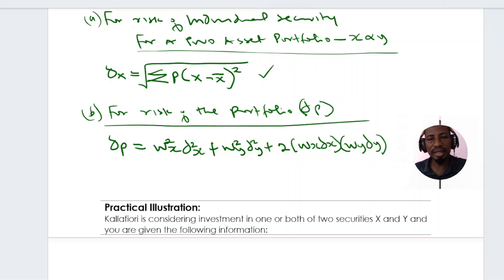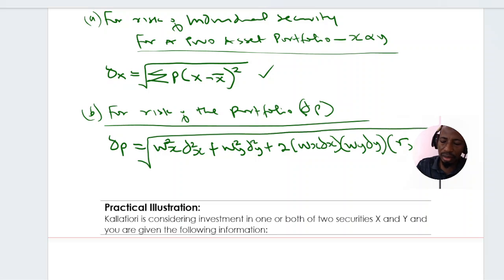We need to consider how the securities X and Y relate to each other. So we need to consider the correlation coefficient. So multiply by the correlation coefficient between security X and Y. So this is the formula. Of course, find the square root. This is the formula for computing the risk of the portfolio. Like I said, you can either use this formula or you use a tabular method to compute it. Either of the two, you are expected to get the same answer.